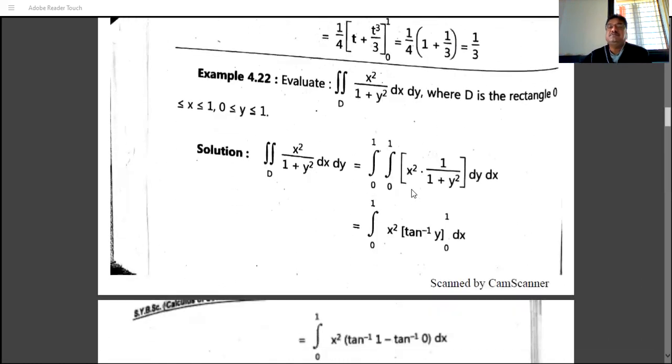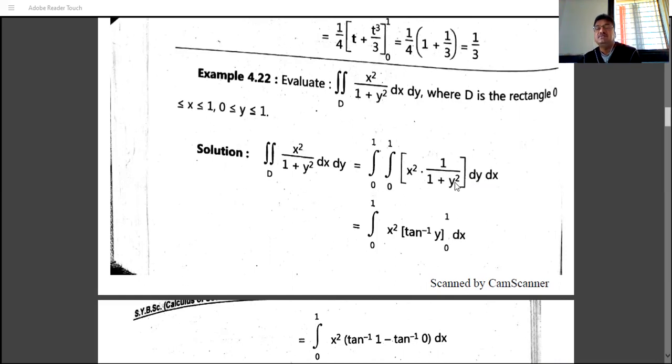Okay. Next problem, double integration over D, and D is the rectangle bounded by 0 to 1. X runs from 0 to 1, y runs from 0 to 1. Okay, so we can draw the figure directly, right? Double integration of x square divided by 1 plus y square dx dy is integration 0 to 1, integration 0 to 1, where x and y run over this, x square into 1 by 1 plus y square dy. Then integrating with respect to y first, or integrating with respect to x first.